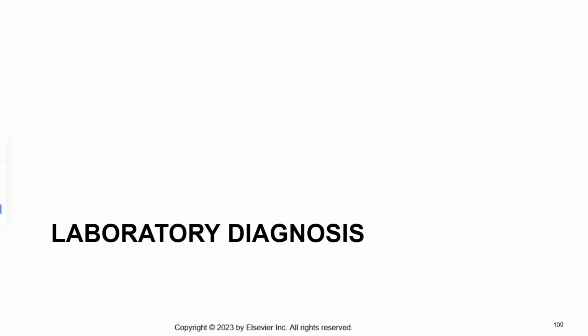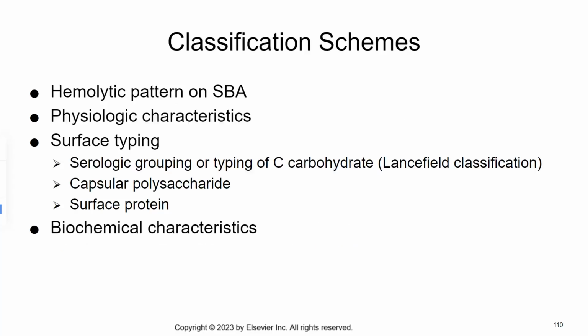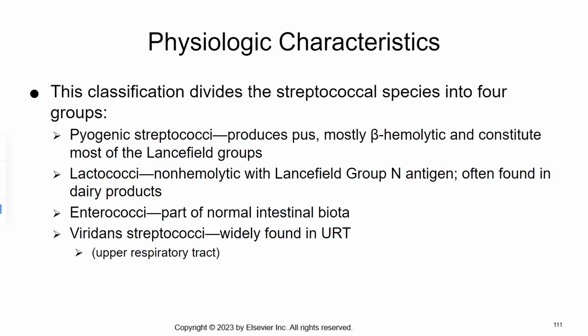So, going through a summary of the laboratory diagnosis of the Streptococci and related species. Classification schemes include the hemolytic pattern on SBA, physiological characteristics, and surface typing. And then there's biochemical characteristics. So this classification divides the strep species into 4 groups. Pyogenic strep. These are the ones that produce pus. They cause fever. They're mostly beta hemolytic and constitute most of the Lancefield groups.